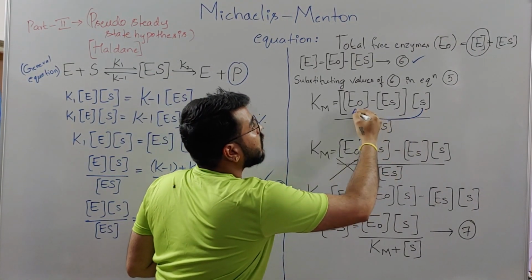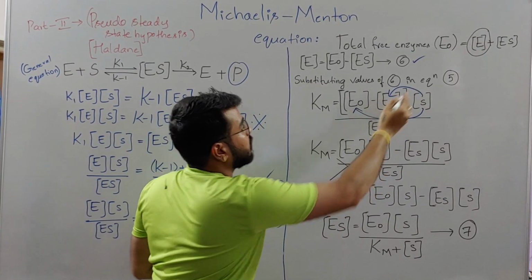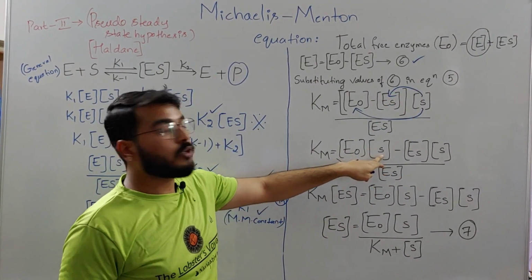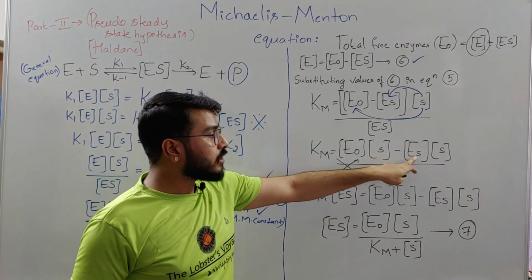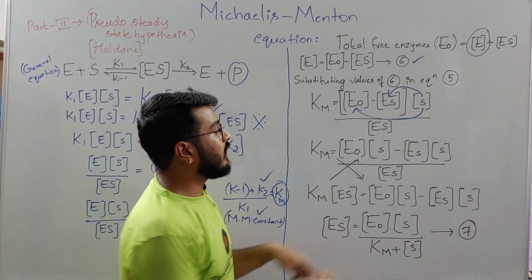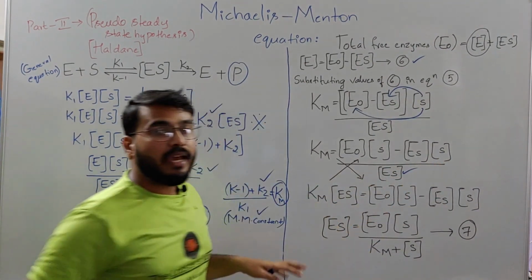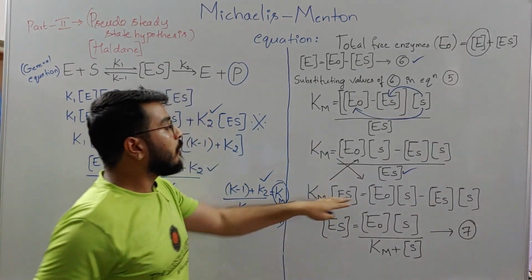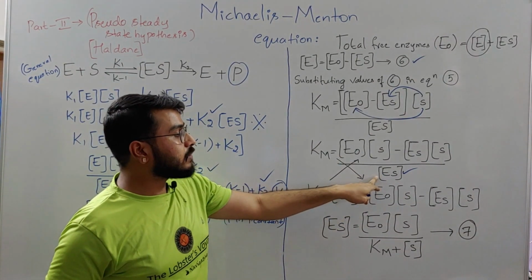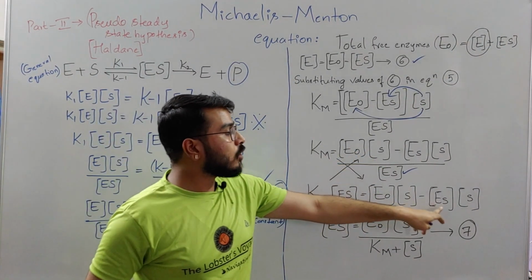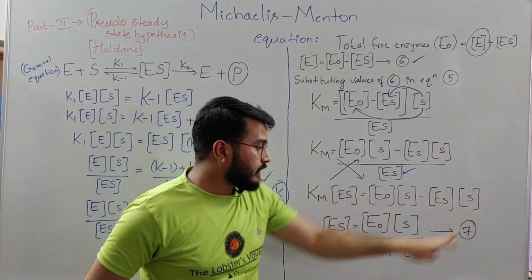Substituting for both E0 and ES, we get Km is equal to the molar concentration of E0 into the molar concentration of S minus the molar concentration of the enzyme substrate complex into the molar concentration of the substrate, divided by the molar concentration of the enzyme substrate complex. Cross multiplying the factors, we get Km into the enzyme substrate complex, which is equal to the molar concentration of E0 into S minus the molar concentration of ES into S.